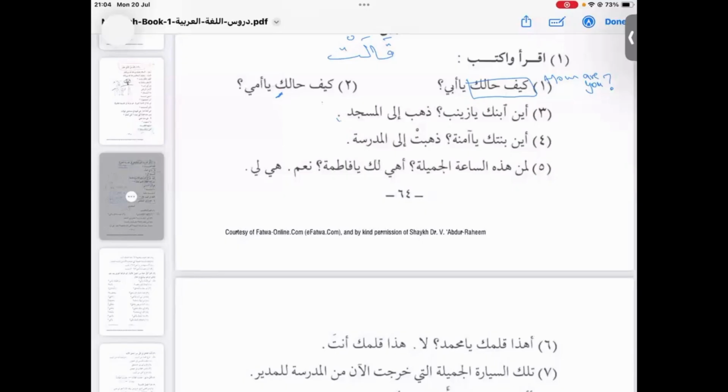أين ابنك؟ أين ابنك يا زينب؟ Where is ابنك? Why am I reading it that way? This is mudaf li ابنك. Ibn is the mudaf and ki is the mudaf ilayh. Where is your son, ya Zainab?